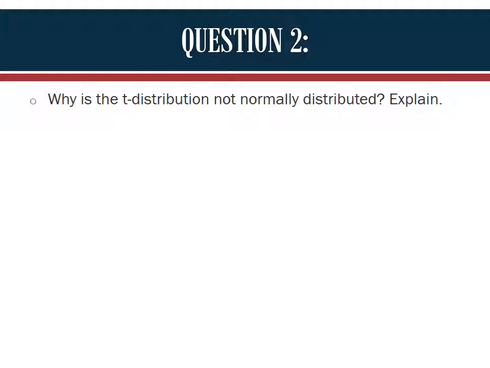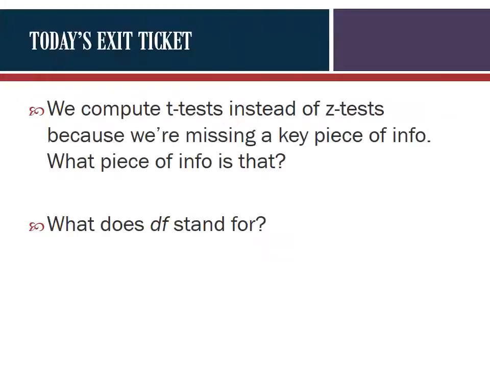All right, now next slide is going to be the exit ticket. So today's exit ticket, 2 questions. One is that we compute t-test instead of z-test because we're missing a key piece of information. What piece of information is it that we're missing? And then question 2, what does DF stand for?